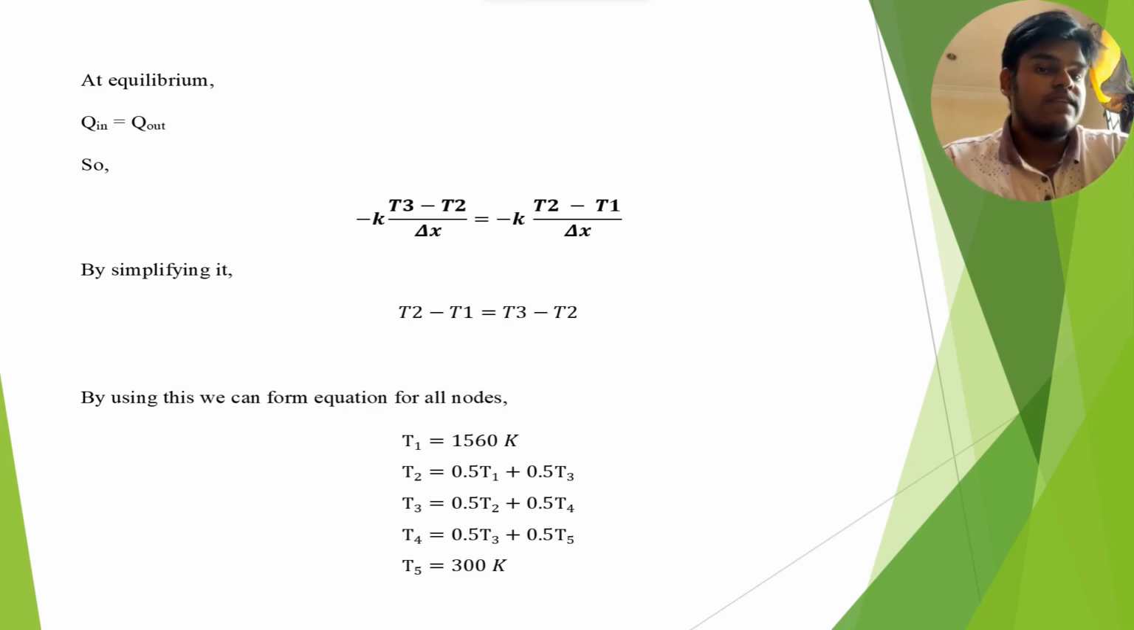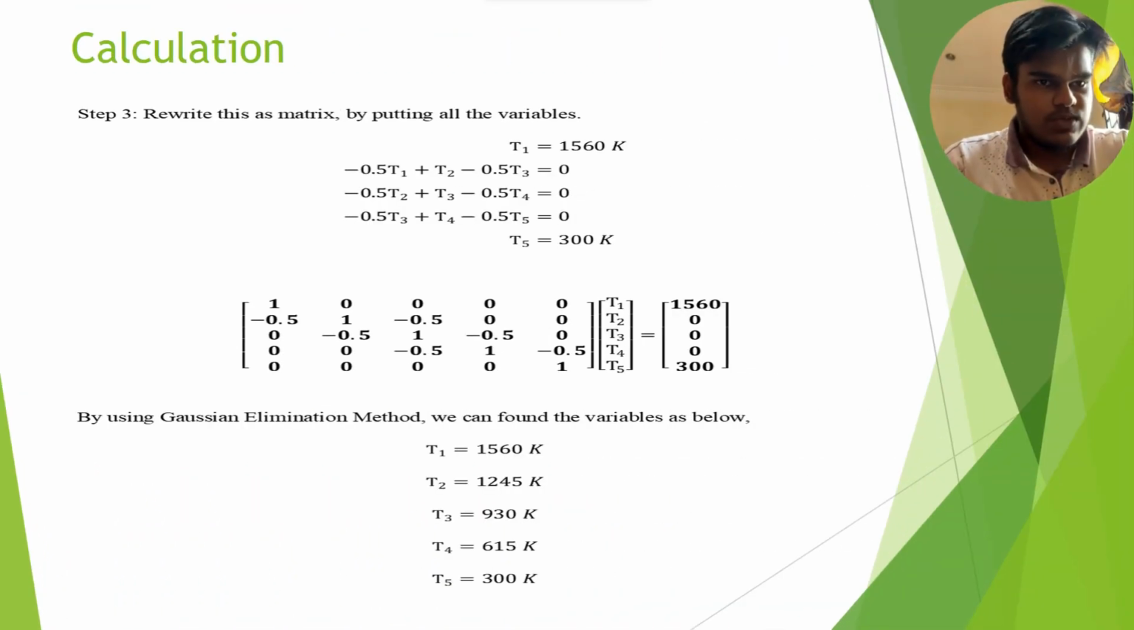By using this, we can form an equation for all the nodes. As we know, T1 is 1560 Kelvin and T5 is 300 Kelvin. So we have to form the equations for T2, T3, T4 as below. Once we form all the equations, we can rewrite them as matrices by putting in all the variables. Once we rewrite them, the matrices will look like this below.